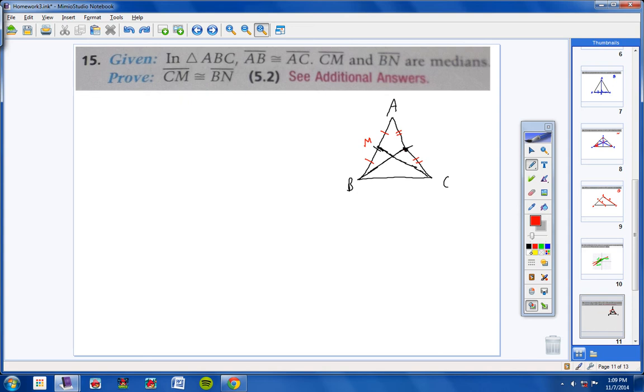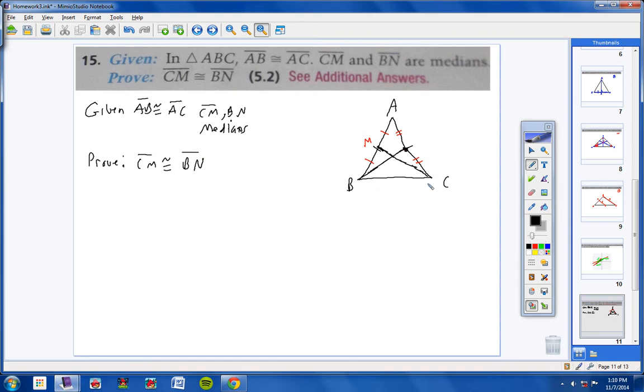Well, this is going to be really hard and challenging, which is good. So we are given all of this here. AB is congruent to AC, and CM and BN are medians. And we're going to prove that CM is congruent to BN. Okay, so there we go.